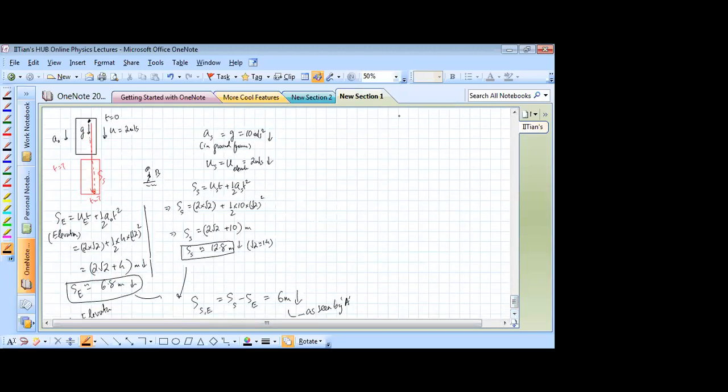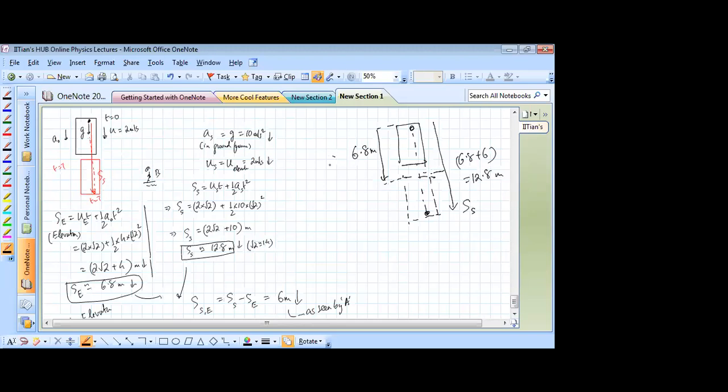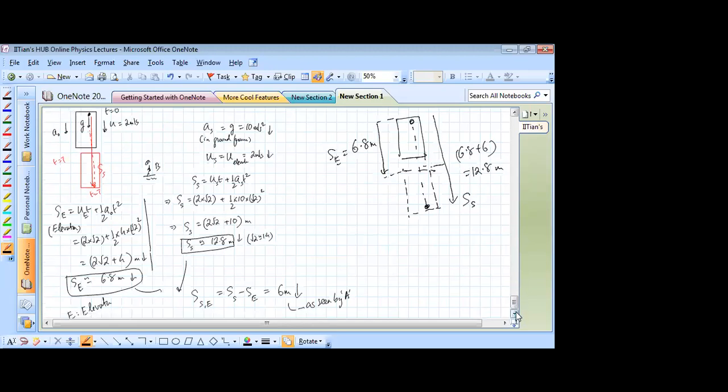So in this diagram, what is happening is that in the time the elevator is coming from here to here, okay, the displacement of the elevator you can see is this much. This is 6.8 meters. But in that same time, where the screw has reached, it's reached here. So the displacement of the screw is 6.8 plus 6, or 12.8 meters. This is the displacement of the screw. This is the displacement of the elevator. Okay, so that's what we are observing after computing our calculation.